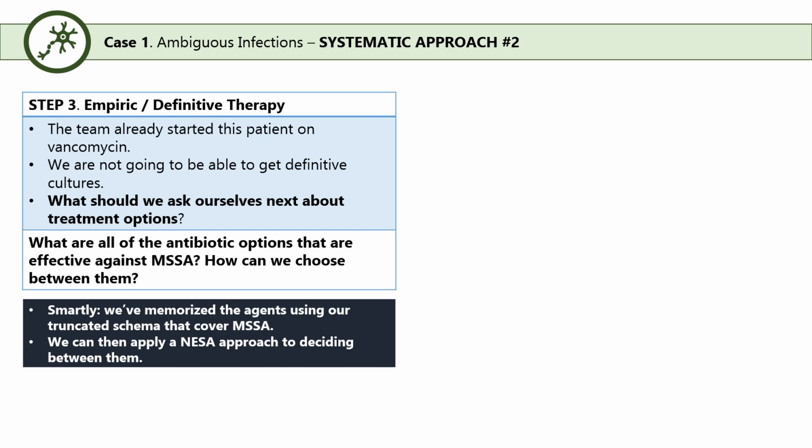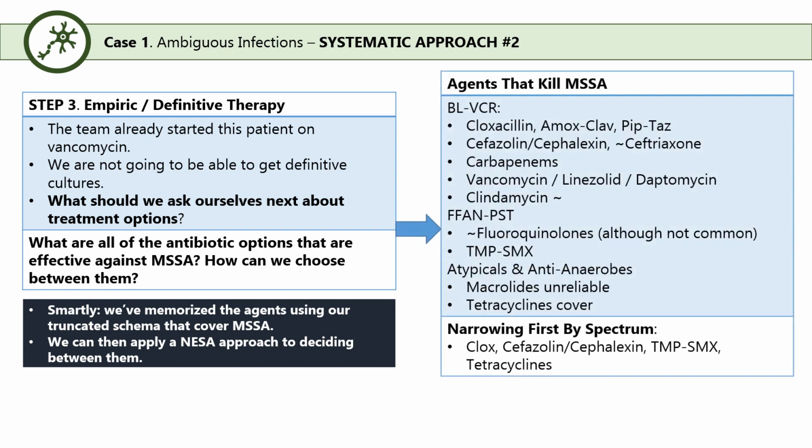Via BLVCR, we know that cloxacillin as well as amoxiclav and piptaz are active against MSSA. First-generation cephalosporins and carbapenems are also reliably active. Vancomycin and Dapto are certainly active, but also kill MRSA unnecessarily. Clindamycin is probably reliable. For FAN-PST, fluoroquinolones are probably active, but not used commonly for MSSA. TMP-SMX, however, would be reliably active. Lastly, tetracyclines would also be reliable, whereas macrolides would not be.